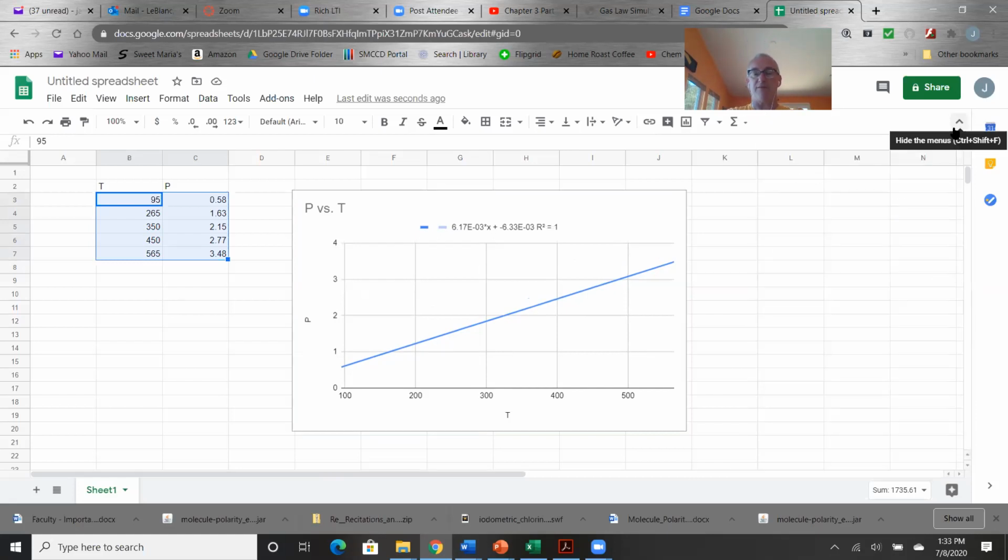Basically, on your plot, you would make sure you have the units. That's going to be important. So P should be in atmospheres, T should be in Kelvin. And is there some way to show the actual data points rather than just the line? Can I see the data points as well? That's kind of important.